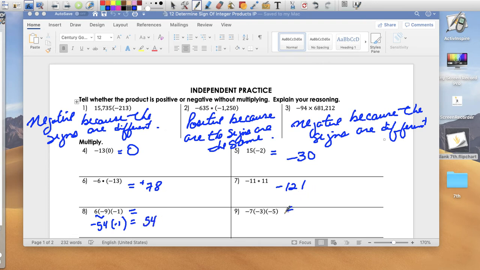Next is a negative times a negative times a negative. So negative times a negative, first of all, is 21, right? Positive. Then we're going to take that and multiply by negative 5. And then the positive times the negative is a negative 105. Okay? Pretty simple.